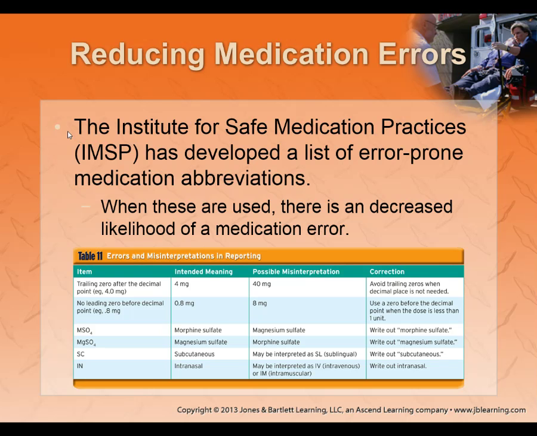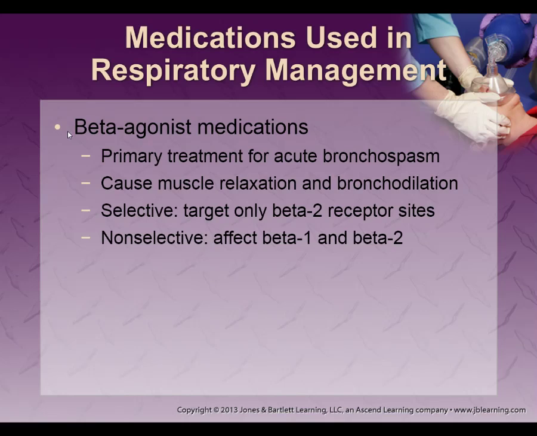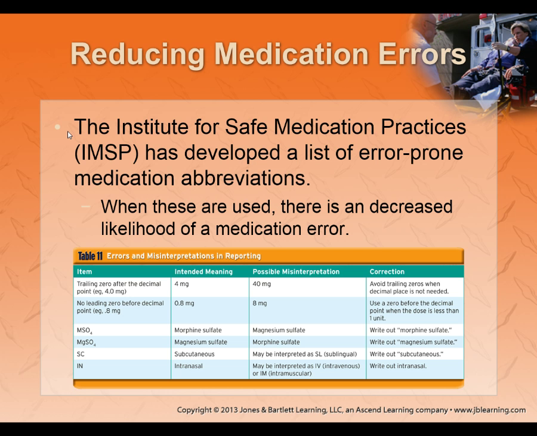Intranasal or intramuscular, those can be mixed up. So there are things that we just don't abbreviate. We don't abbreviate units as a U anymore. We write out units. So just know that there are things that we don't abbreviate because it will cause a medication error.